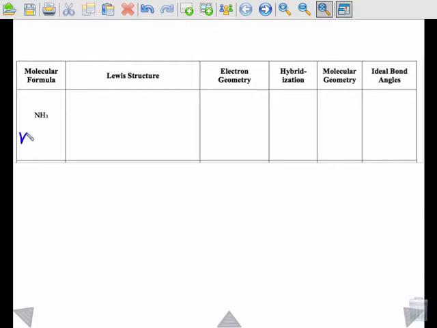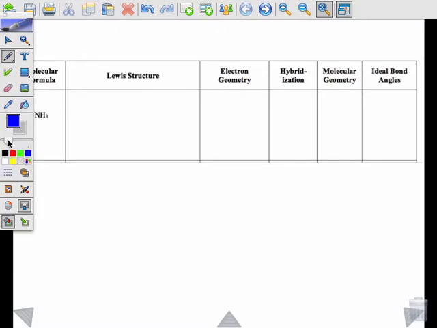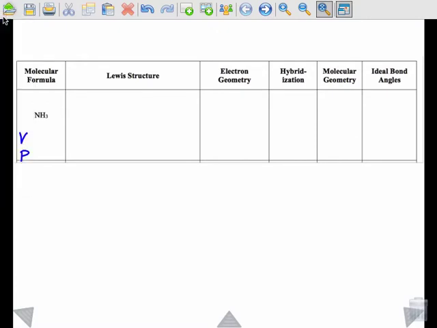So I'm just going to write a V for valence and a P for probable. And all I'm going to do here is just do the valence without showing a lot of the math. So what I'm going to do is this. N, nitrogen, I know, is in period 5. So that means nitrogen's going to have 5 electrons. And hydrogen's in period 1. So it's each going to have 1 electron times by the subscript 3 gives me 3. So I'm just going to add 3 for a total of 8.